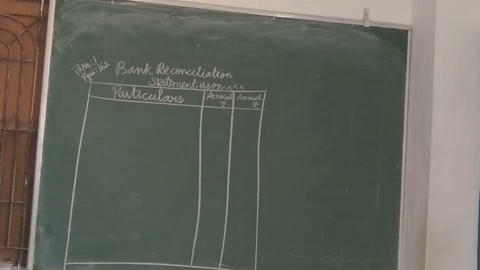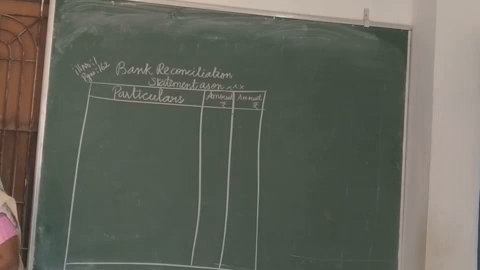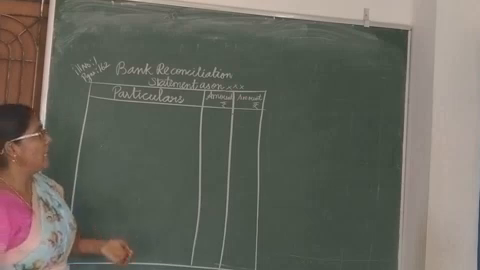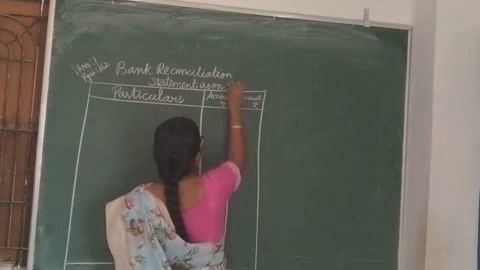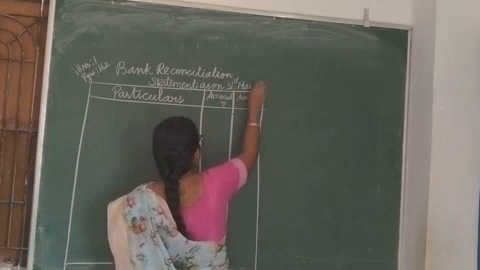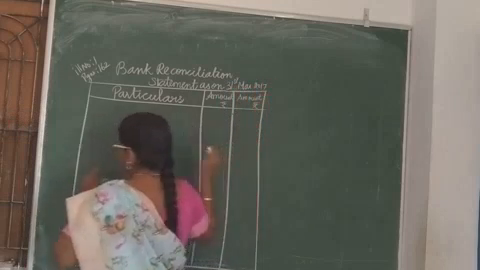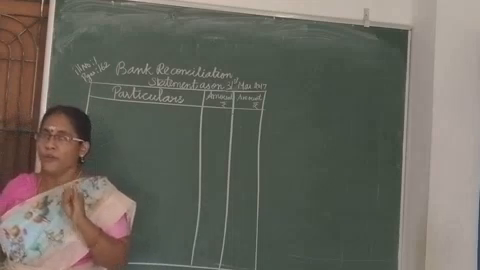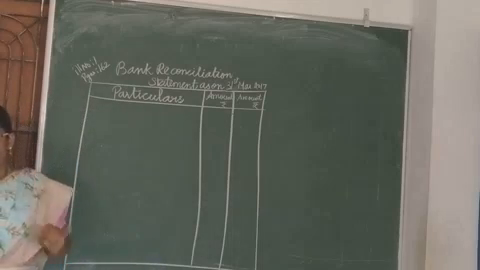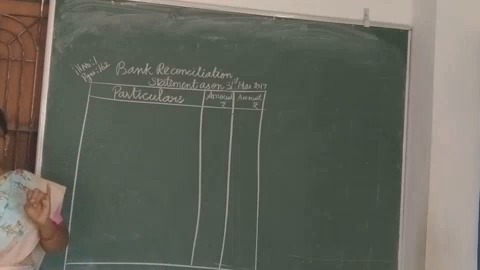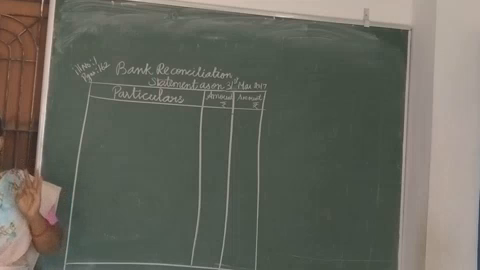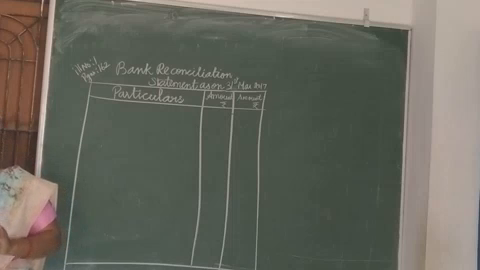Here, the first sum, illustration first sum, we are going to do now. From the following information, prepare bank reconciliation statement to find out balance as per bank statement as on 31st March 2017. First step, you have to go through the sum. Read it, reread it and overread it. You can read the sum 3 times, then only you will understand. So I will explain the sum.